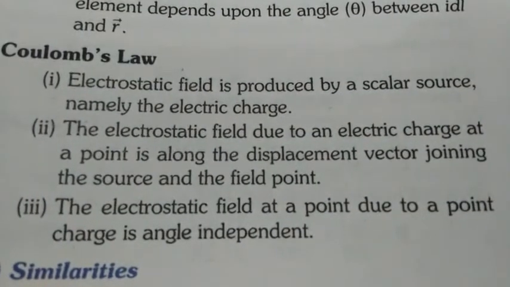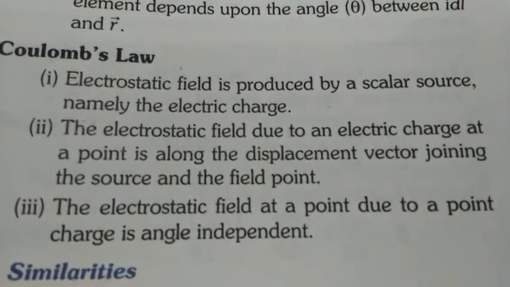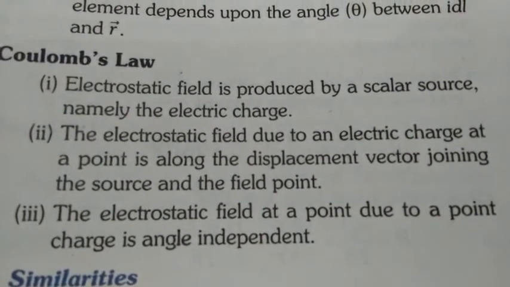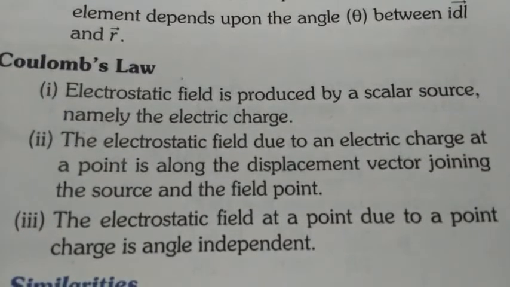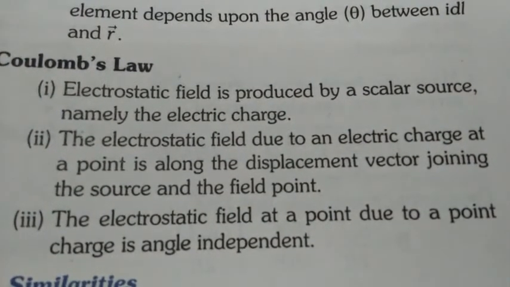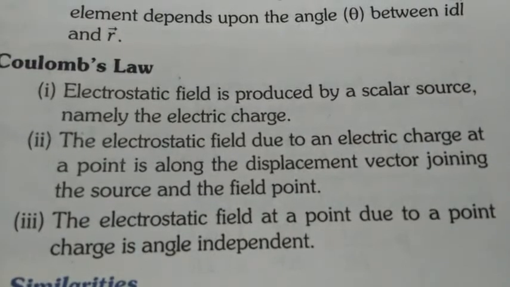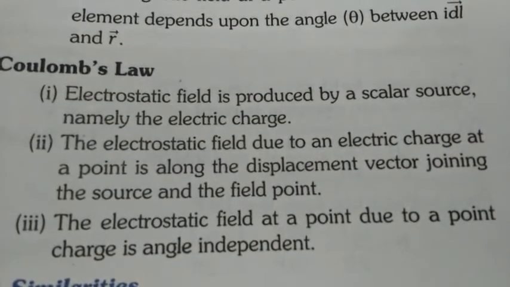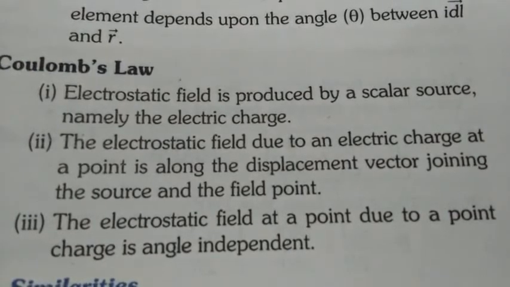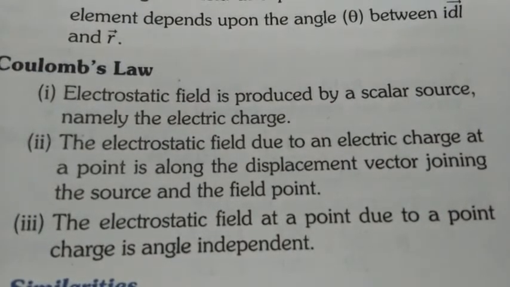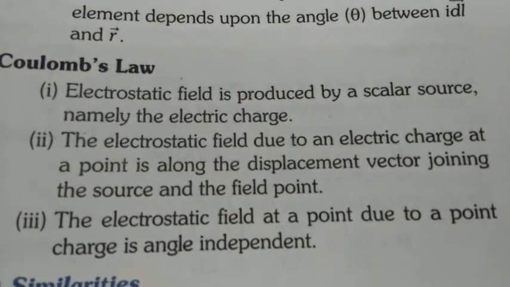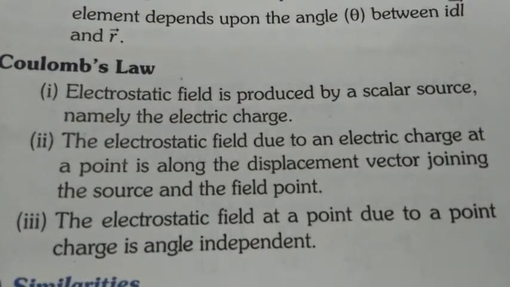Whereas in case of electrostatic field, the field due to an electric charge at a point is along the displacement vector joining the source and the field point. If two charged particles are there and we have to find the Coulomb force between them, that force will be in a line joining the two particles on the same plane. But in case of Biot-Savart law, it is coming out from the plane of paper.